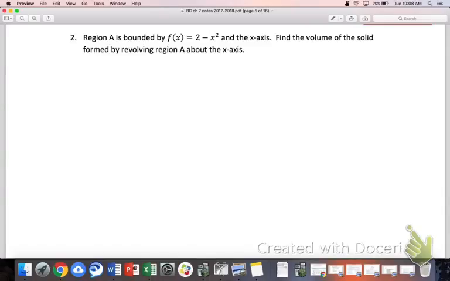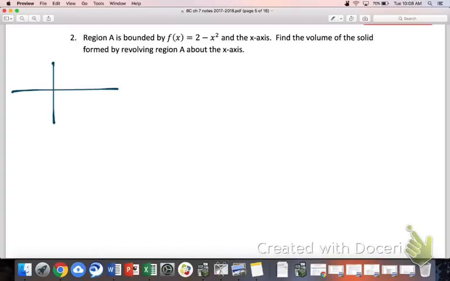So region A is bounded by f of x, and f of x is a parabola. Region A is also bounded by the x-axis. We're supposed to find the volume of the solid formed by revolving region A about the x-axis. Lots of ways to visualize this. Here is one way.